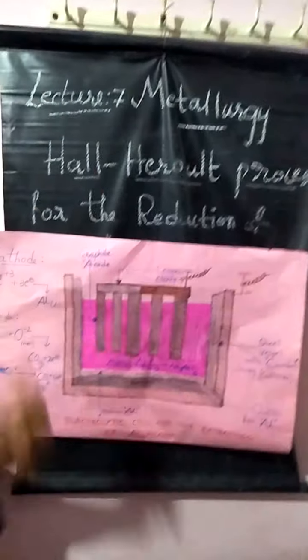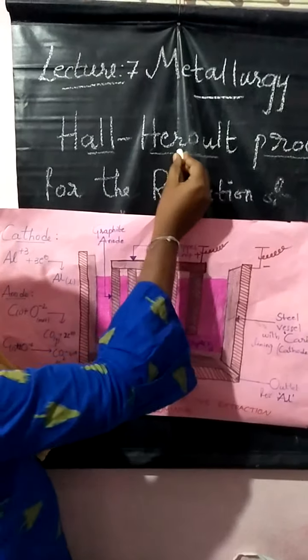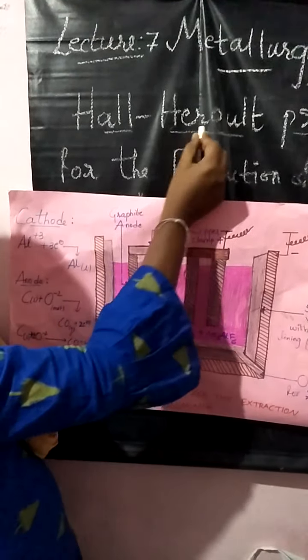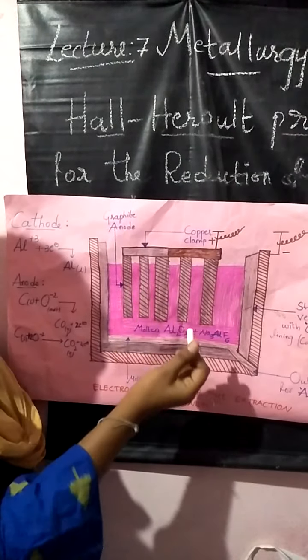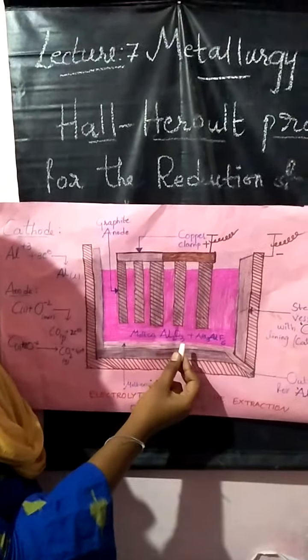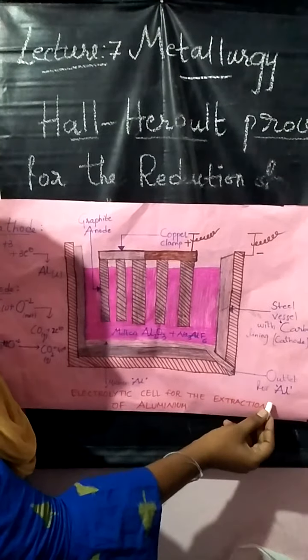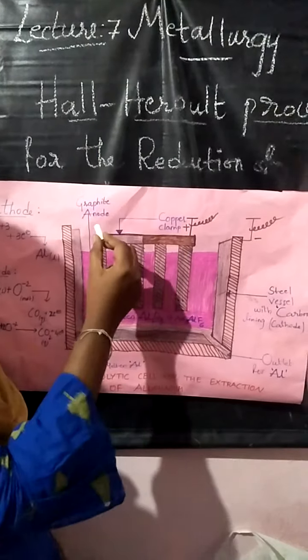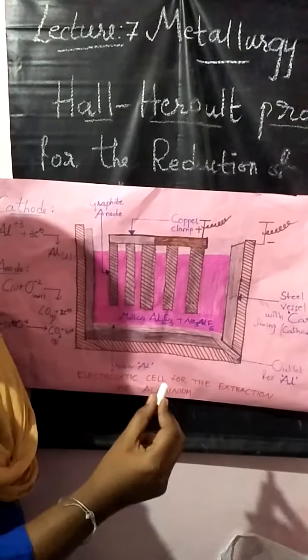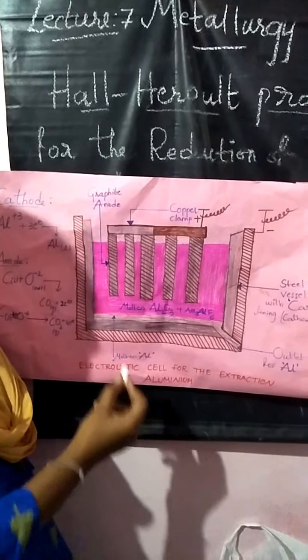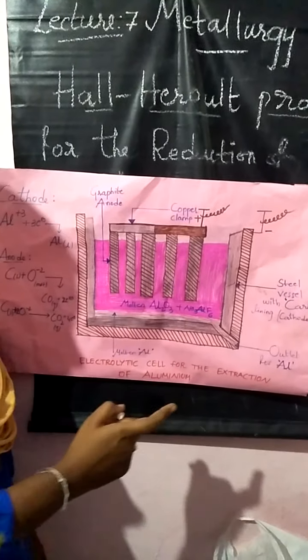Good afternoon. In lecture 7 of metallurgy, we will be discussing today the Hall-Heroult process for the reduction of aluminium. This process is used for the reduction of aluminium, and here alumina, that is Al2O3, is reduced to its corresponding aluminium metal in the liquid form. The process involved is an electrolytic cell, that is electrolysis of alumina. We will see the setup and understand in detail.